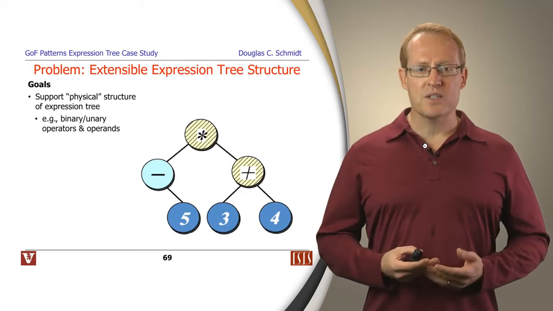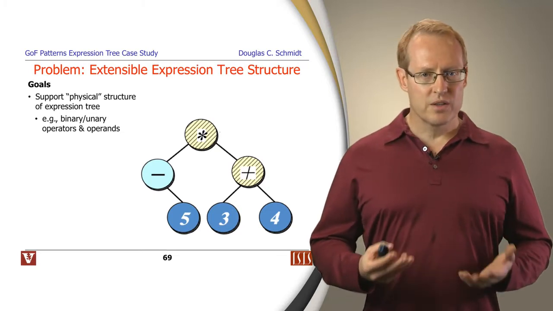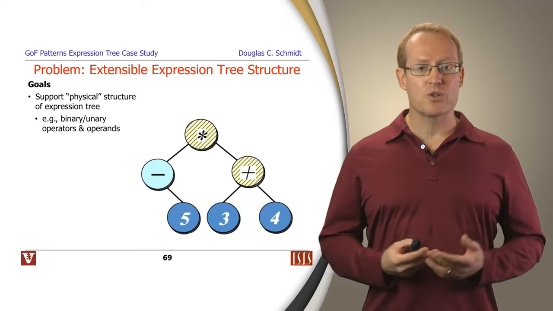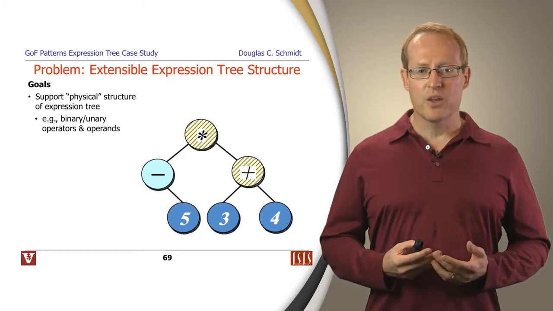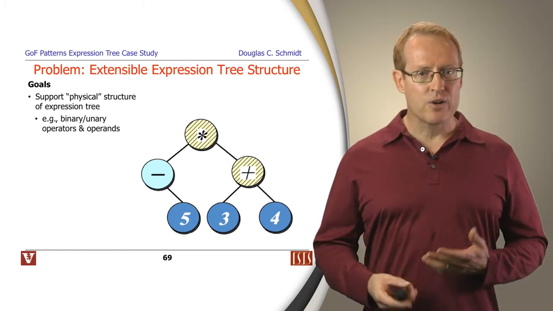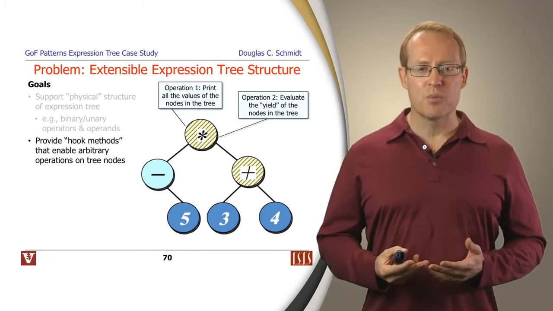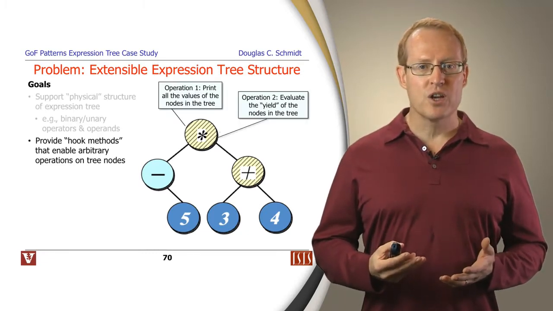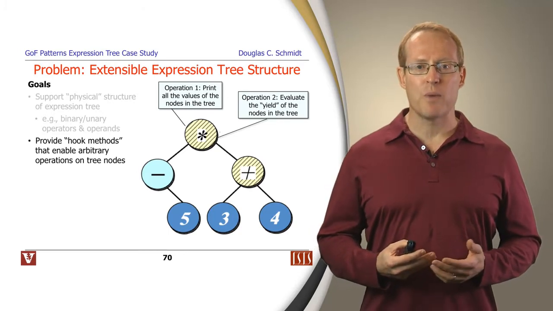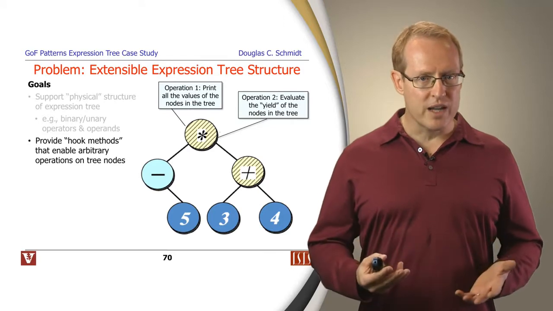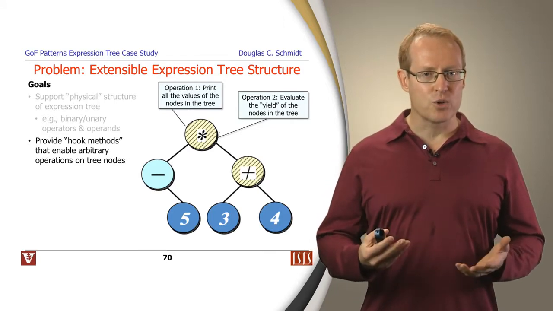So first, let's discuss the motivation for the composite pattern. The goal of this part is to support the physical structure of an expression tree. In other words, the binary and unary operators and operands. We're also going to provide hook methods that will enable arbitrary operations on the nodes in the tree. For example, we might want to print every element in a tree. We might want to go through the tree and apply an operation to evaluate the tree to get its yield or its value.